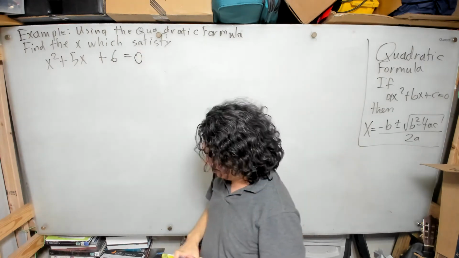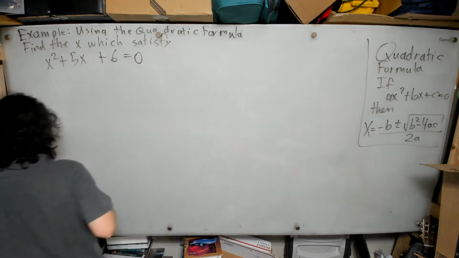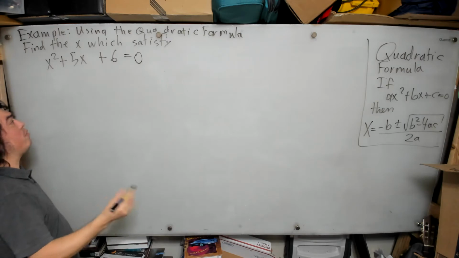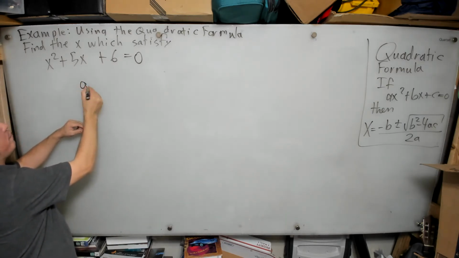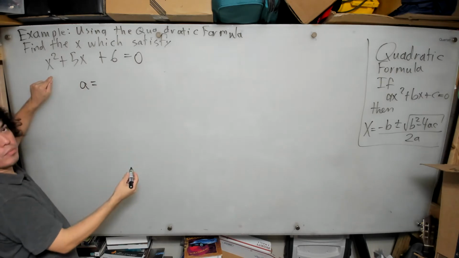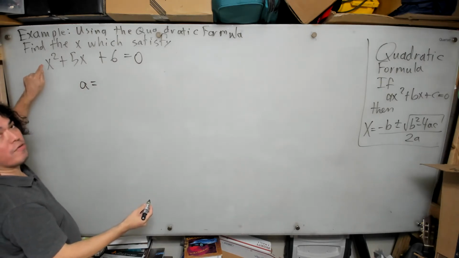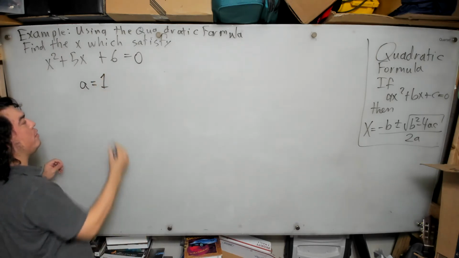So now, out of an abundance of caution, I'm going to start by listing what my A is, what my B is, and what my C is. So my A, as you can see from over there, is the coefficient of my x squared term. There is no number visually indicated here, but we know that that's a shorthand for there being a 1 there, okay?